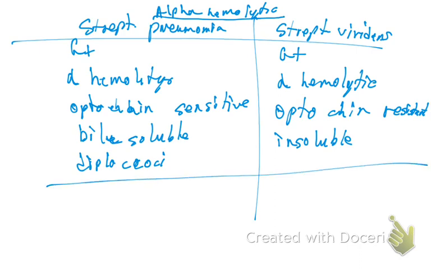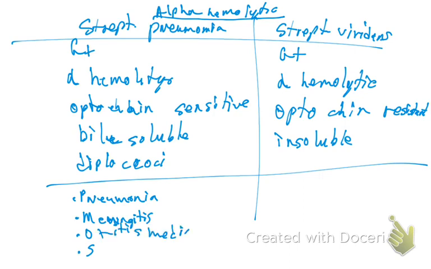Streptococcus pneumoniae can cause, makes sense, pneumonia, because the name says so. That one is a free point. It can also cause meningitis, otitis media, and sinusitis. So the mnemonic is PMOS: P for pneumonia, M for meningitis, O for otitis media, and S for sinusitis.